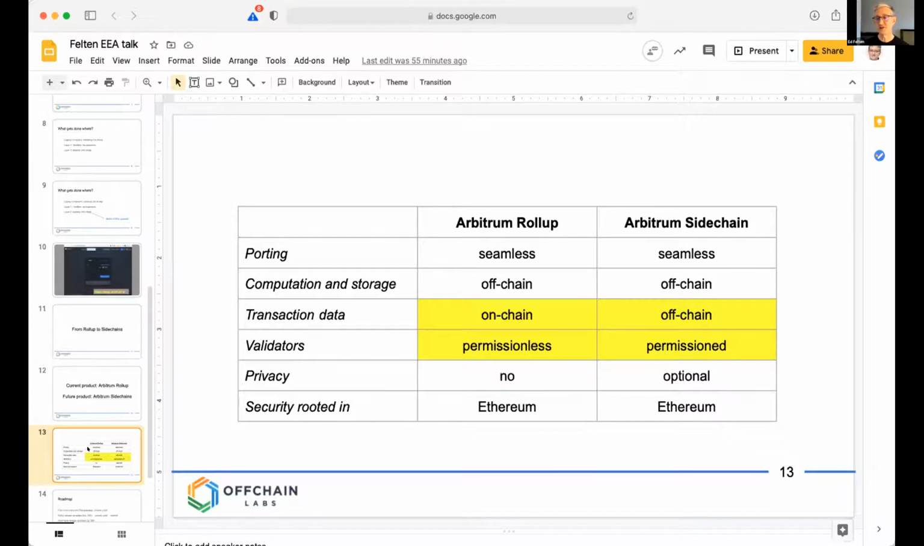The other thing that this gives you is the ability to have a chain that's private if you want. You can always publish what's on your chain, but you can keep it private. You can hold it under encryption on the chain. And of course, the security of both is fully rooted in Ethereum. What you need is for Ethereum to operate securely and for at least one honest validator to be present. So we think the Arbitrum sidechains product is really an excellent match for enterprise and especially private consortium type chains, as we discussed earlier.